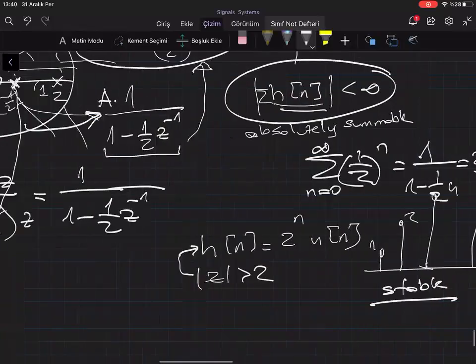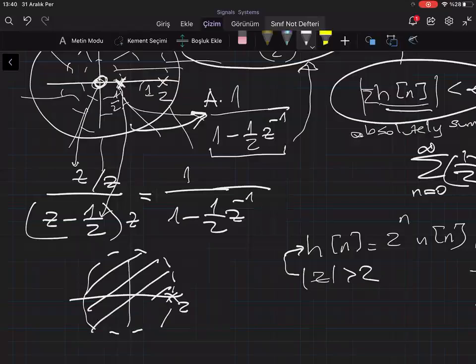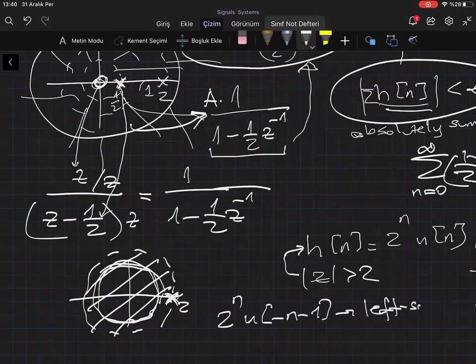So if the pole is outside the unit circle, and the ROC doesn't include it, it is unstable. Now let's think about the opposite. If my pole is at 2, but the ROC includes the unit circle, let's say. This is my unit circle. This is my ROC. It means the sequence is left-sided. Then it might be 2 to the power n u[-n-1]. So it should be a left-sided sequence because I shaded inside. Inside, left-sided. Outside, right-sided. Okay?